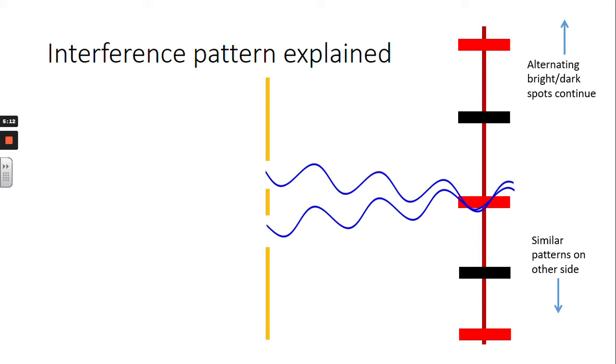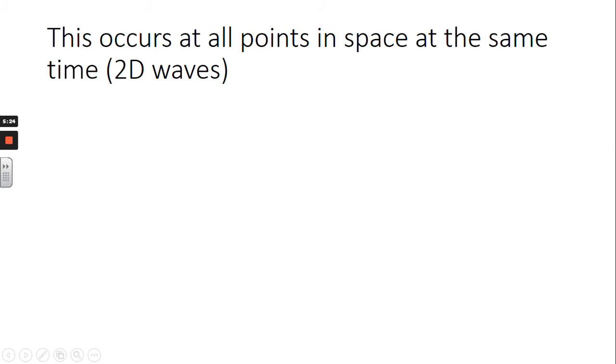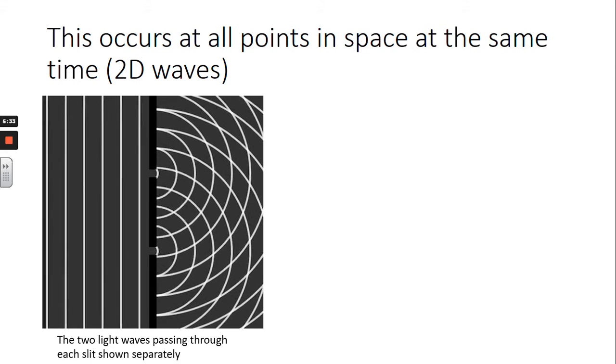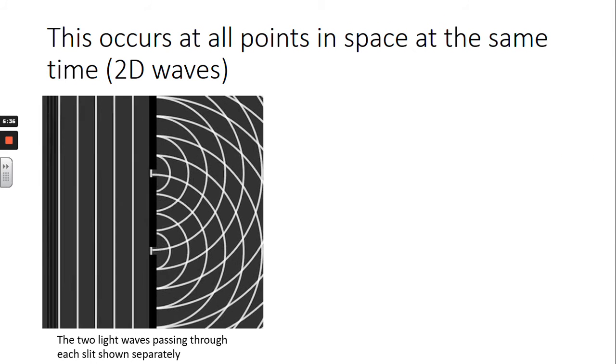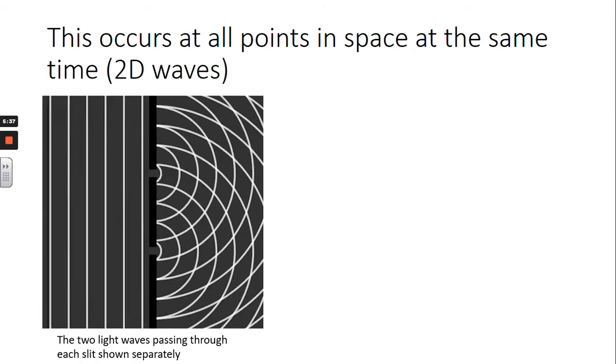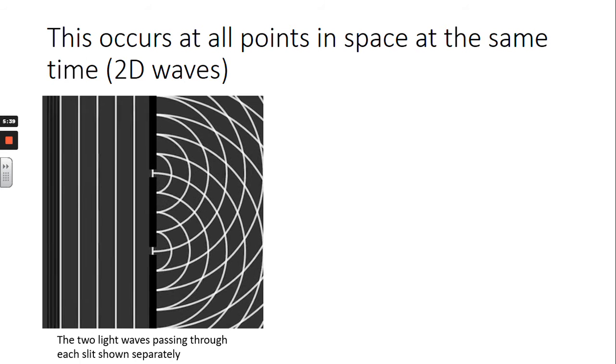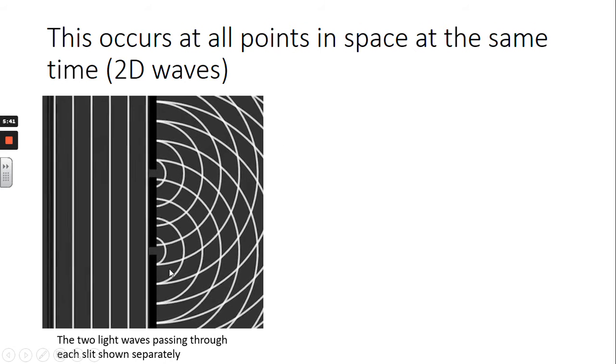It's the two waves interfering with each other through wave superposition and constructive and destructive interference at different points along the screen. Of course, this occurs at all points in space at the same time. These are two-dimensional waves. We're not just going to look point by point. In reality, it looks something more like this, where you have on the left the plane waves coming in, and then on the right you have two separate circular waves.